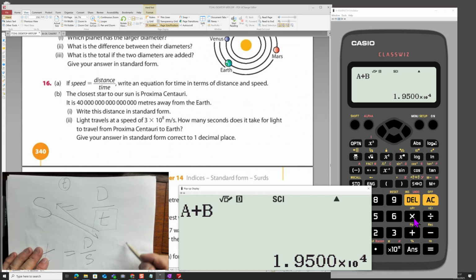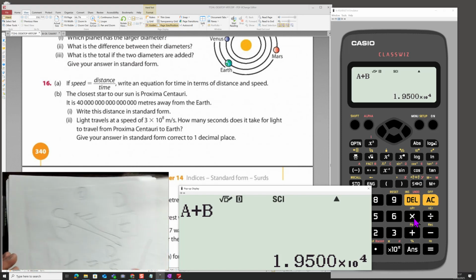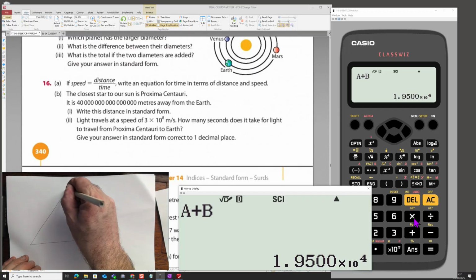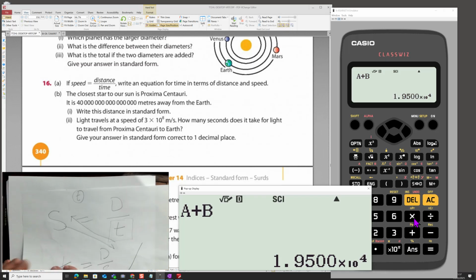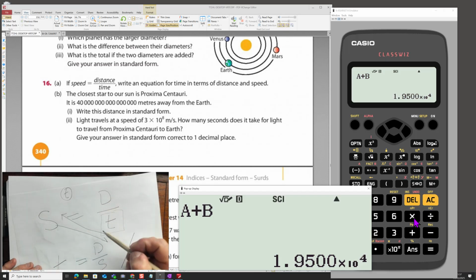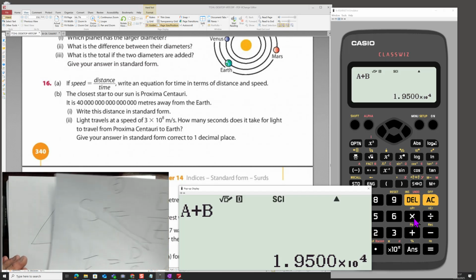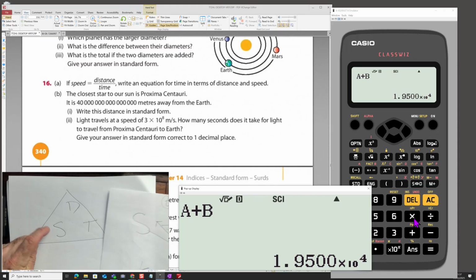Okay, now for those of you who like your triangle, okay, with S, T, and D. Now in terms of the formula they just gave us, S is equal to D over T, then you can look at that as S being here in the bottom left and the D over T. Okay, so if you give something on its own, it's on the bottom.